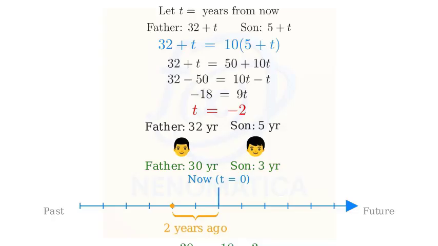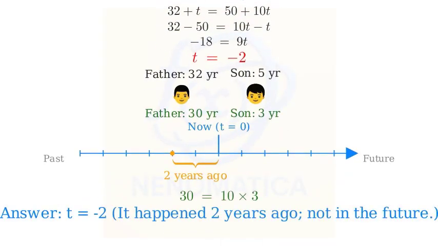2 years ago, father was 30, son was 3, and indeed 30 equals 10 times 3. Conclusion: there is no future time when the father will be 10 times the son's age. It happened 2 years ago at t equals -2.